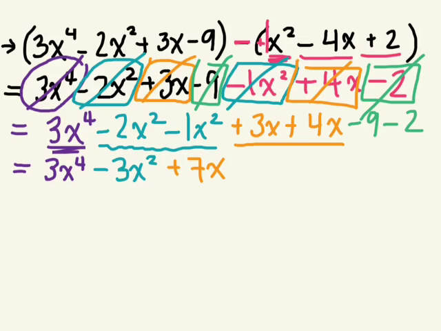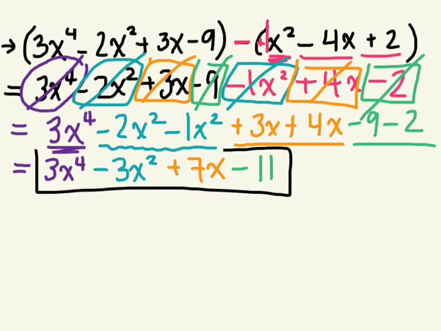Good. Then finally we have negative 9 subtract 2. What's negative 9 take away 2? Negative 11. And that's it. We can't go any further. We're left with how many terms at the end? 1, 2, 3, 4. Are any of them alike? Nope. So we know we're done.